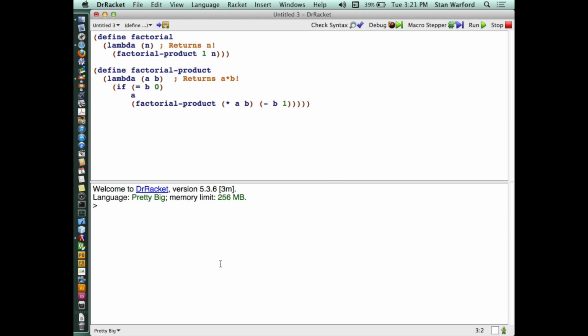It compiled correctly. And let's try factorial 5. What was 5 factorial? Should be 120. Ta-da! It is 120.